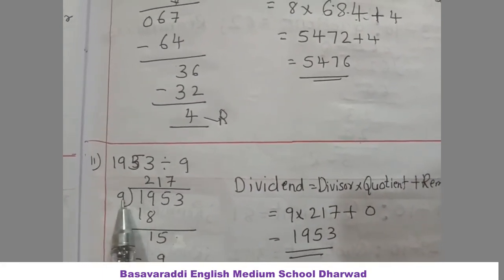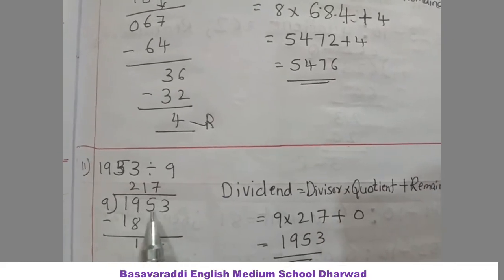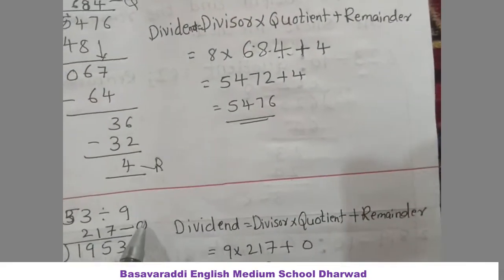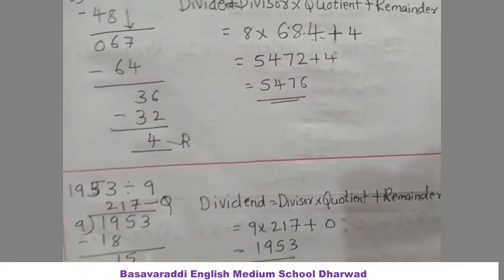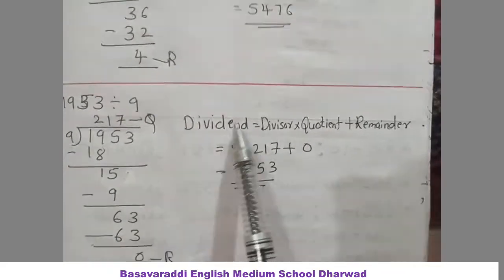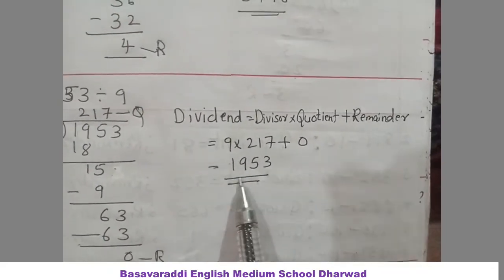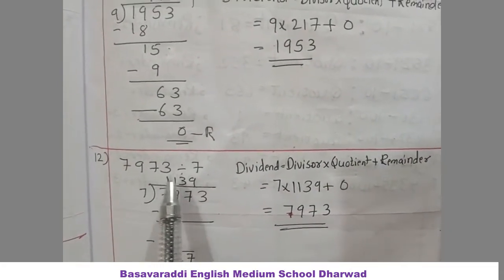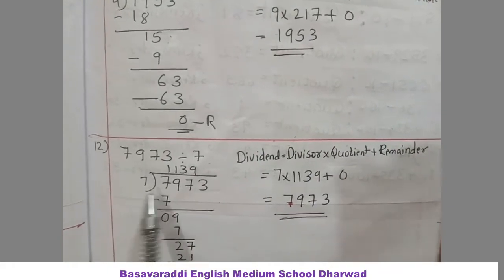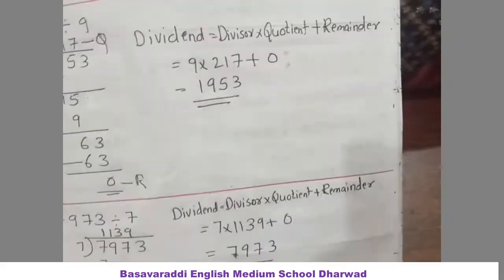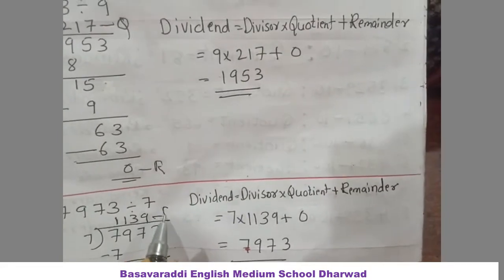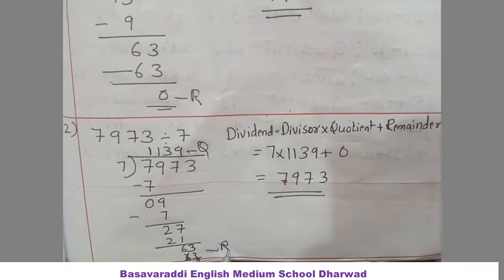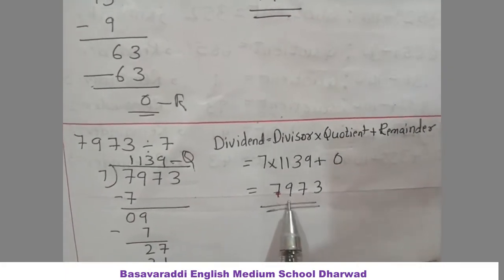The 11th one is 1953 divided by 9. 9 is the divisor and 1953 is the dividend, and the quotient is 217 and the remainder is 0. Then we check the answer by the formula, and the answer is 1953. Then here it is 7953 divided by 7. The quotient is 1139. The remainder is 0. Then we have to check this one. The answer is 7953.